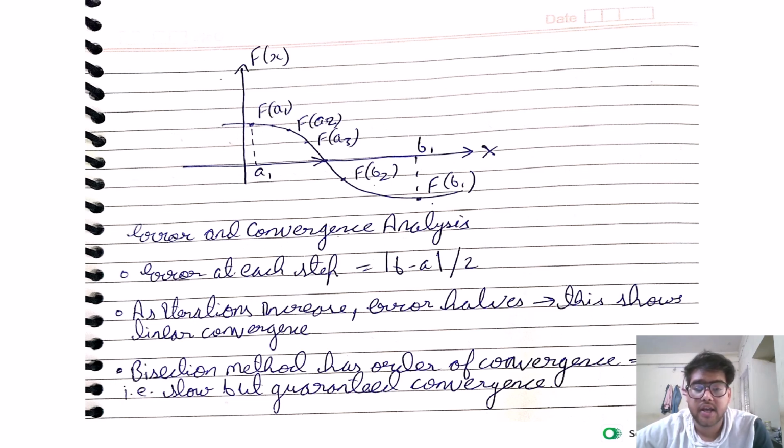Error and convergence analysis. The error at each step is equal to (b - a)/2. As iterations increase, the error halves. This shows linear convergence. The bisection method has a linear order of convergence, that is slow, but the convergence in this method is always guaranteed.